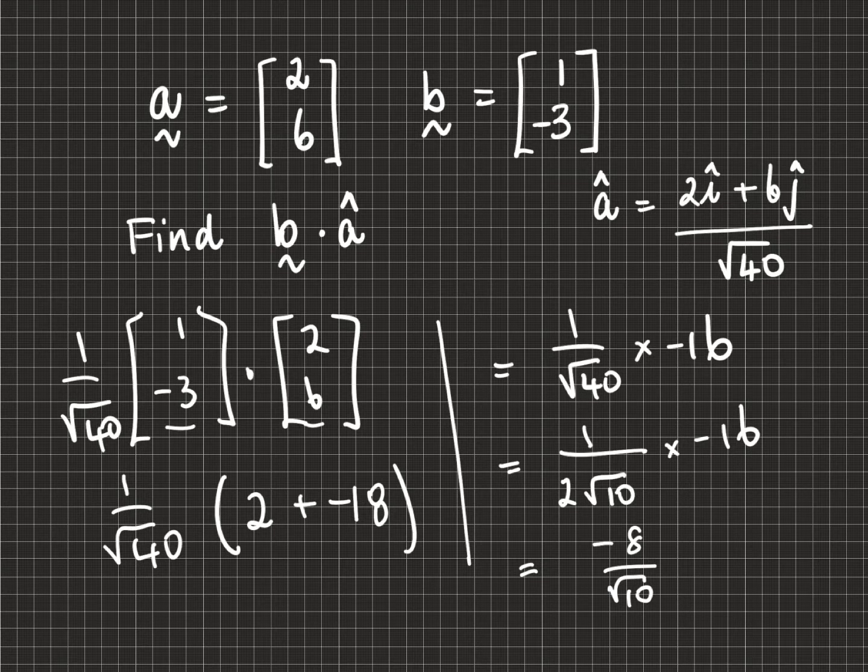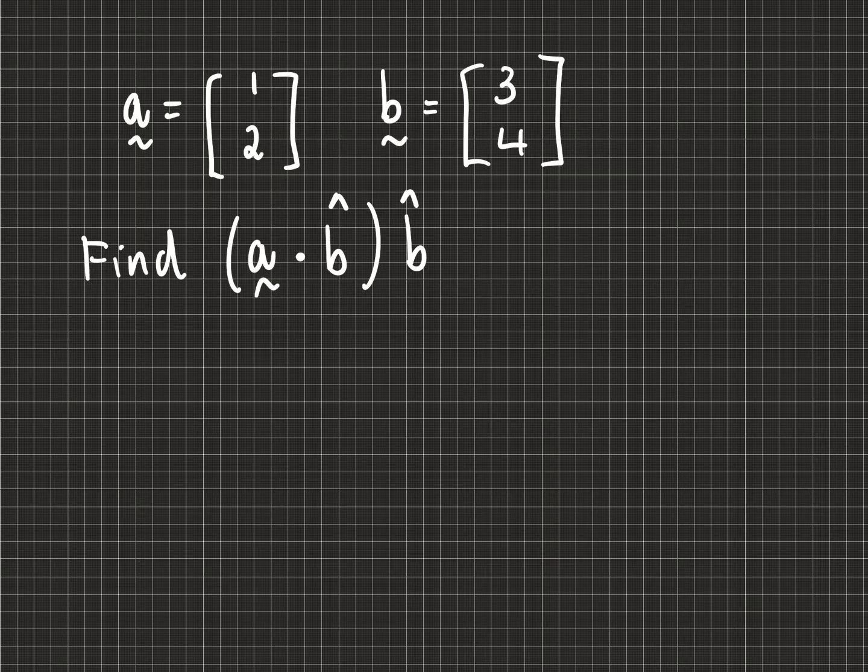Okay, this next one I want you to find A dot B hat. That there is going to give you a scalar, won't it? And then I want you to multiply that scalar by B hat, which is a vector. You should end up with a vector here. Can you see if you can do this one? Pause the video.